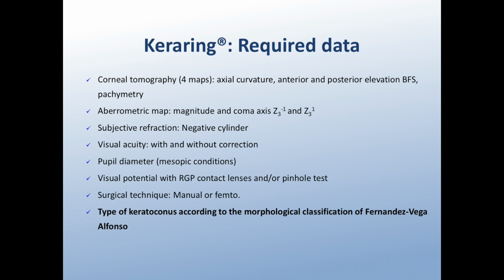We have to determine the visual acuity, whether it is with correction or without correction, the pupillary diameter in mesopic conditions, and the potential visual acuity with contact lenses or with pinhole. You need to decide which surgery technique will be used, whether manual or with femto, and at the end of everything, determine which type of keratoconus we are facing according to the morphological classification of Fernandez-Vega Alfonso.